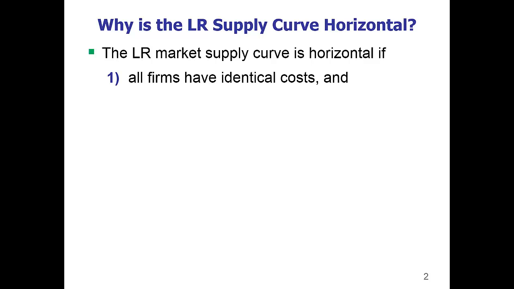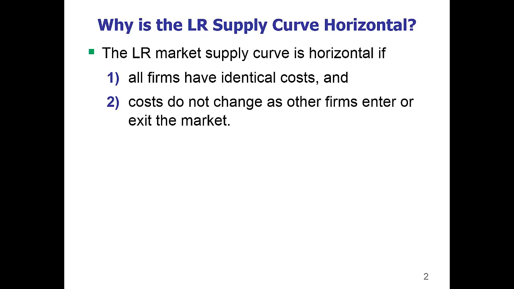One, we're assuming that all firms have identical costs. So they all have a similar average cost curve, similar marginal cost curve, and they do not differ from each other. We're also assuming that as firms enter or exit the market, they do not affect the underlying market costs. That's a pretty strong assumption.